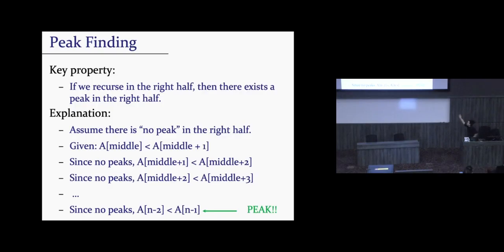So the only way for middle plus 1 to not be a peak is if middle plus 2 is larger than middle plus 1, right? Rinse and repeat this argument all the way until we get to the end of the array. Since there are no peaks, we should be able to reach the end of the array in the same way. But hey, we derived a contradiction, because the last element itself has to be a peak. Do we agree? Does that make sense?